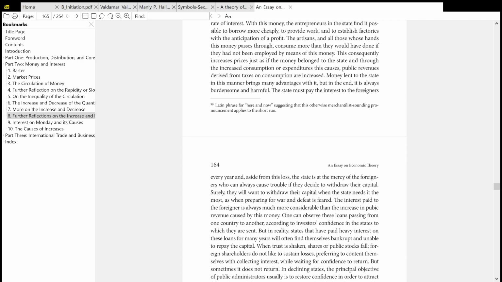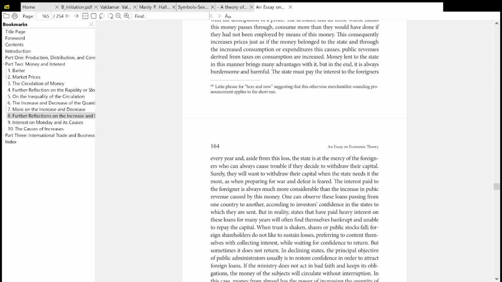One can observe these loans passing from one country to another, according to investors' confidence in the state to which they are sent. But in reality, states that have paid heavy interest on these loans for many years will often find themselves bankrupt and unable to repay the capital. When trust is shaken, shares or public stocks fall. Foreign shareholders do not like to sustain losses. Rather than face a loss, they prefer to content themselves with collecting interest while waiting for confidence to return. But sometimes it does not return.